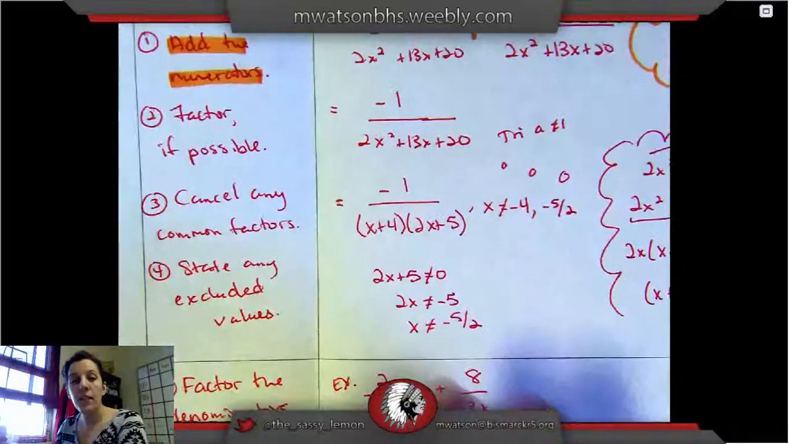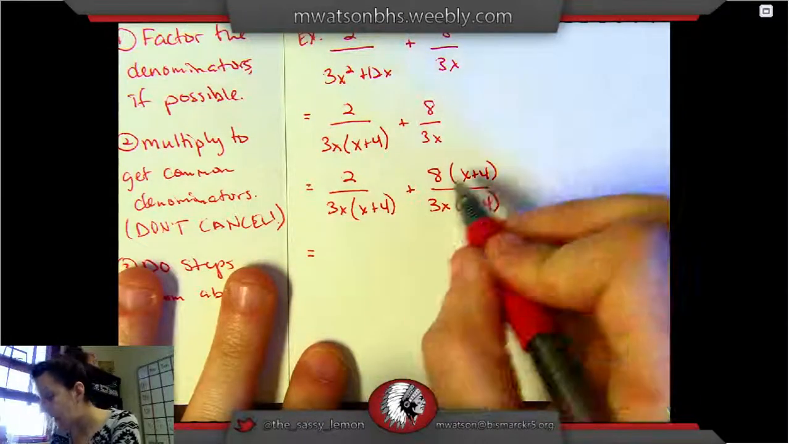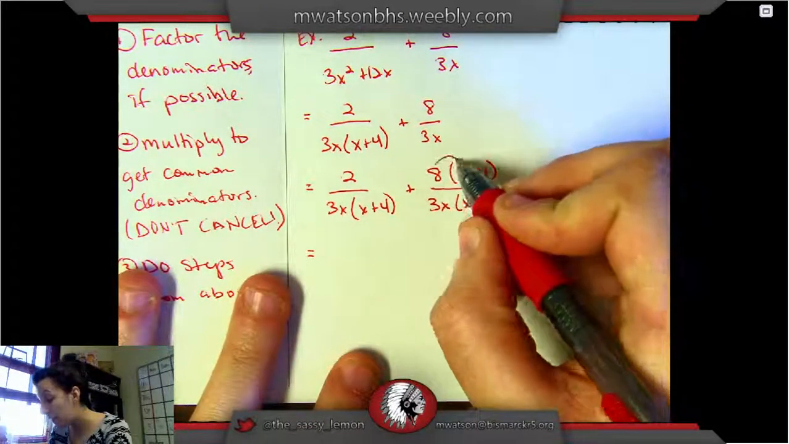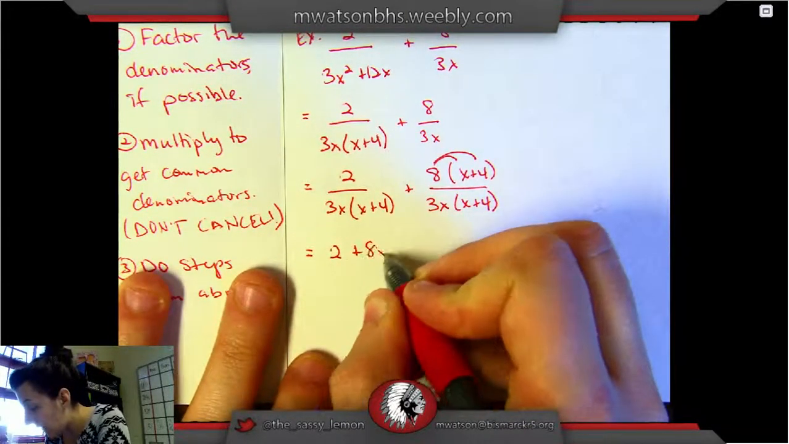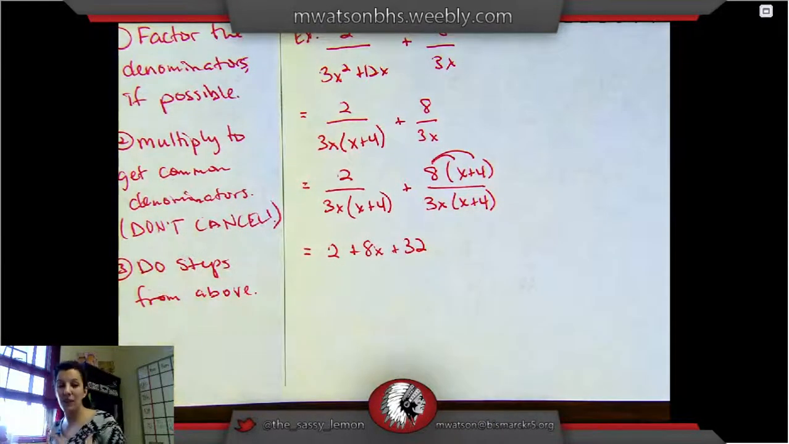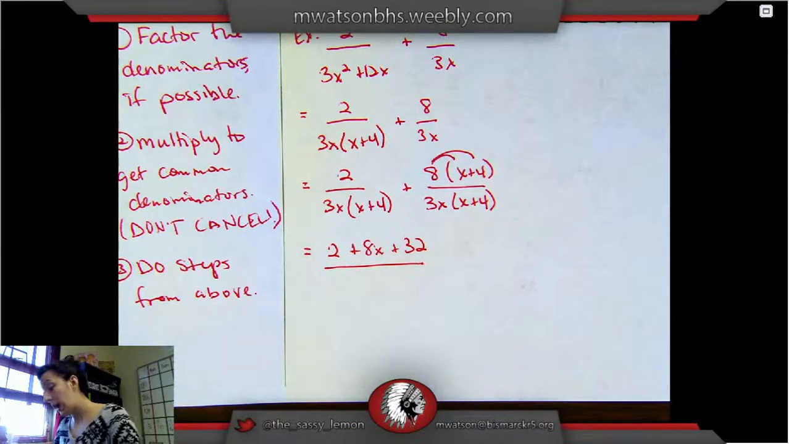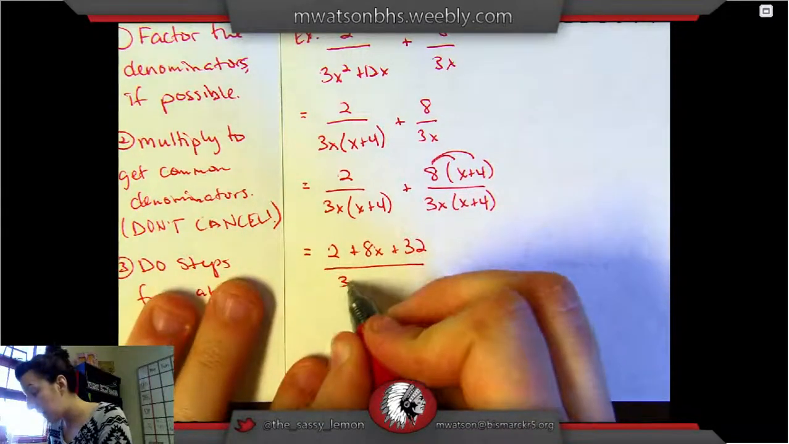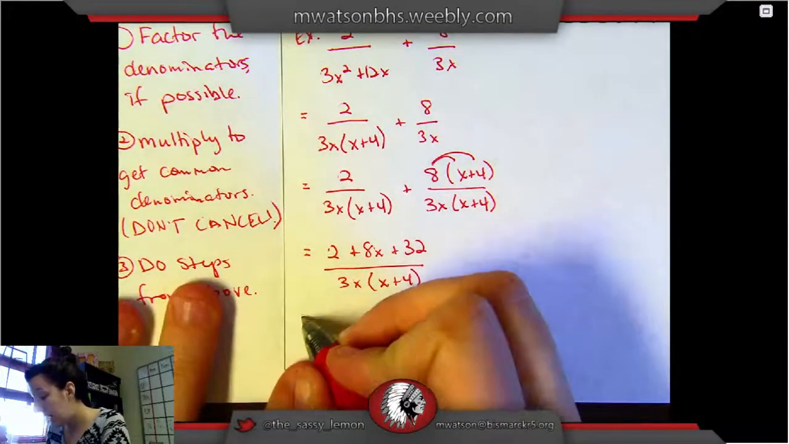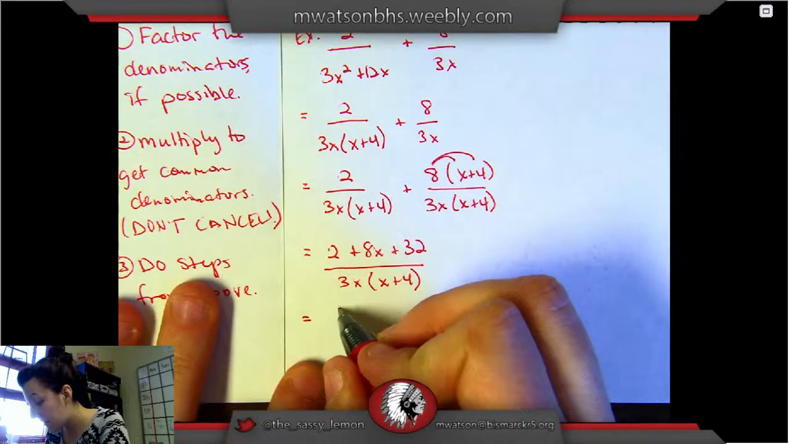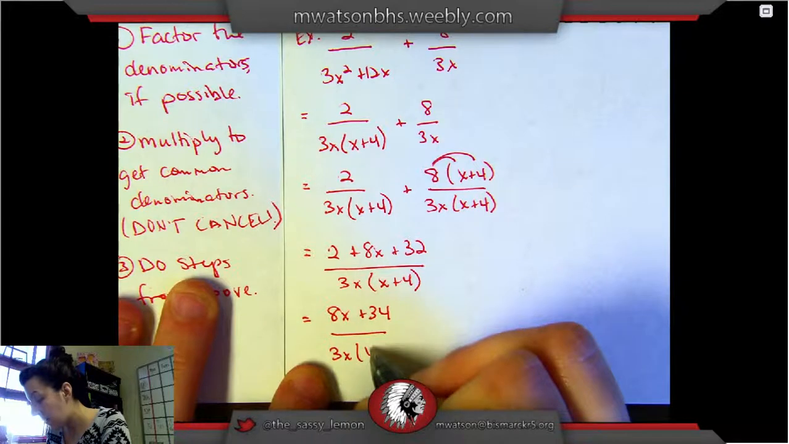Alright, so steps from above say add the numerators. So I'm going to go ahead and, from this step to this step, not only add the numerators, but also distribute my 8. So I'll end up with 2 plus 8x plus 32. That just saves me a step of writing it out all over again, just to distribute. So I've added my numerators, and it's all going to be over the one common denominator. I have one more step, and that is to combine like terms. So I have 8x plus 34 all over 3x times x plus 4.